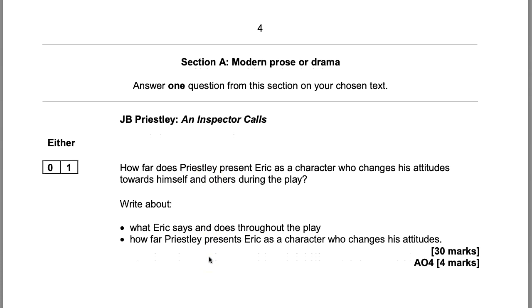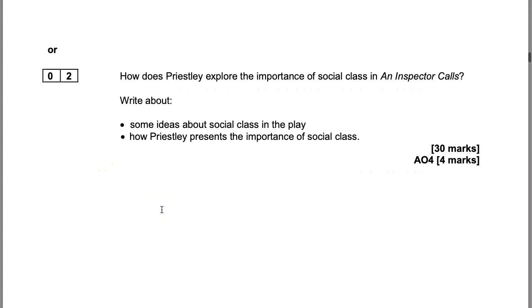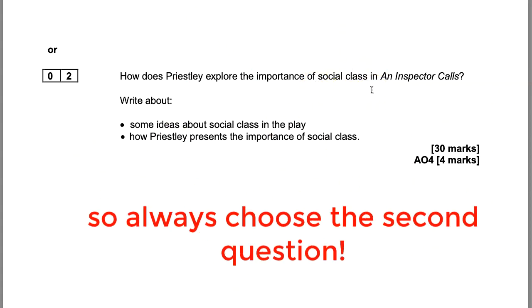Now, the first thing that I want you to notice is the choice of question. The first question is an easy one, and it's aimed at candidates who just understand the character and not necessarily the author's ideas in the play. So, question one, always on the character. Question two, suddenly we think about the author's ideas all the way through. Social class, we know, must be the author's perspective, and consequently, it's much easier to get a much higher mark.